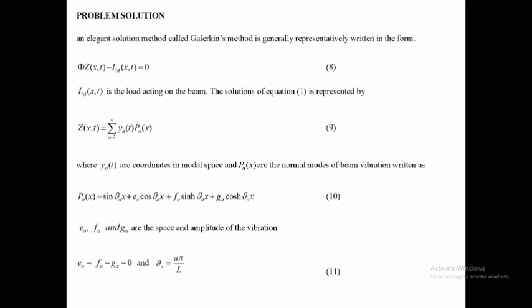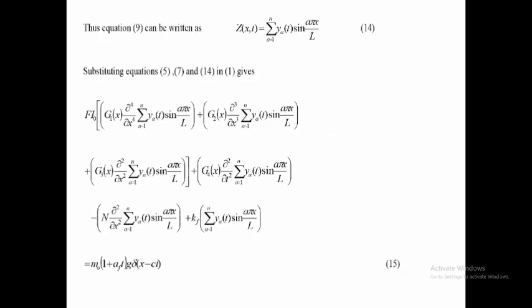The problem solution. An elegant solution method called the Galerkin method is generally written in the form given in equation 8, while the solution of equation 1 is represented by equation 9. Y subscript a are the coordinates in modal space, while phi subscript a are the normal modes of the beam vibration and is given as equation 10. Here we are considering the simply supported end condition. So we have the values in equation 11.